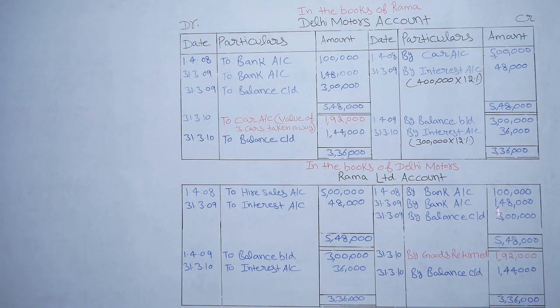So total of this account is 5,48,000. And 1st April 2009, by balance brought down 3 lakh, to balance brought down 3 lakh, by interest account 36,000. 31st March 2010, to interest account 36,000. 31st March 2010, to car account. 31st March 2010, by goods return 1,92,000. 31st March 2010, to balance carried down 1,44,000. 31st March 2010, balance carried down 1,44,000.